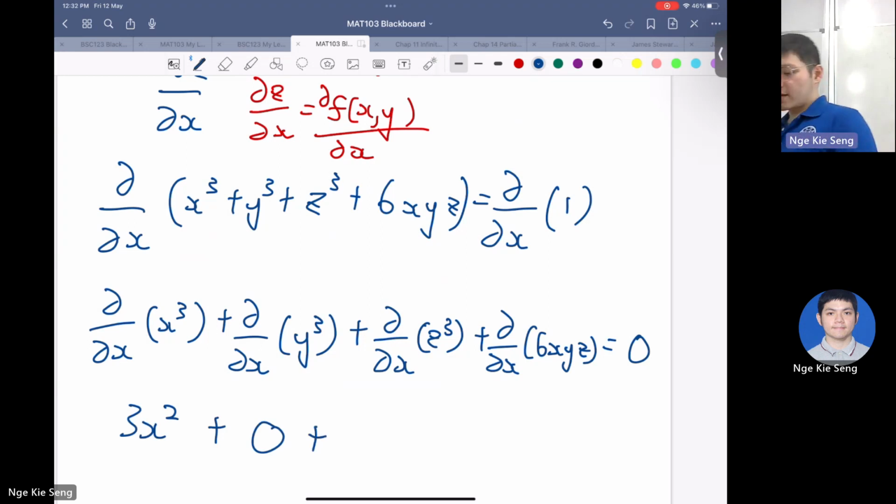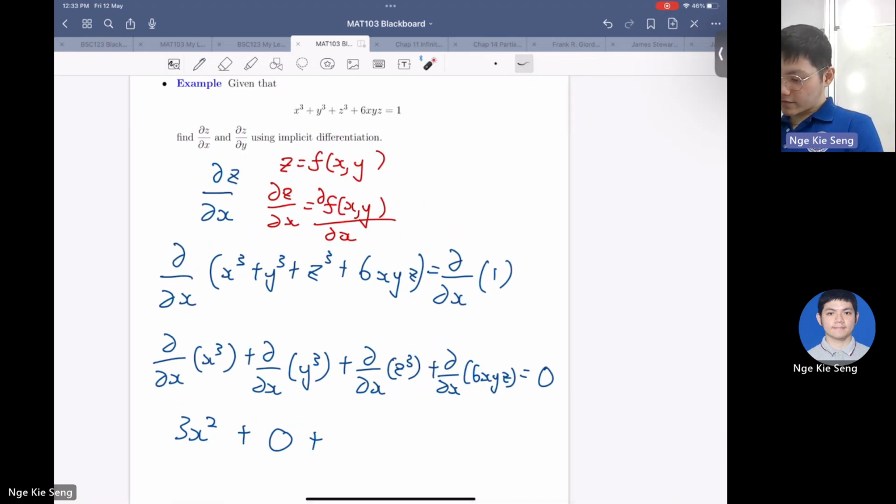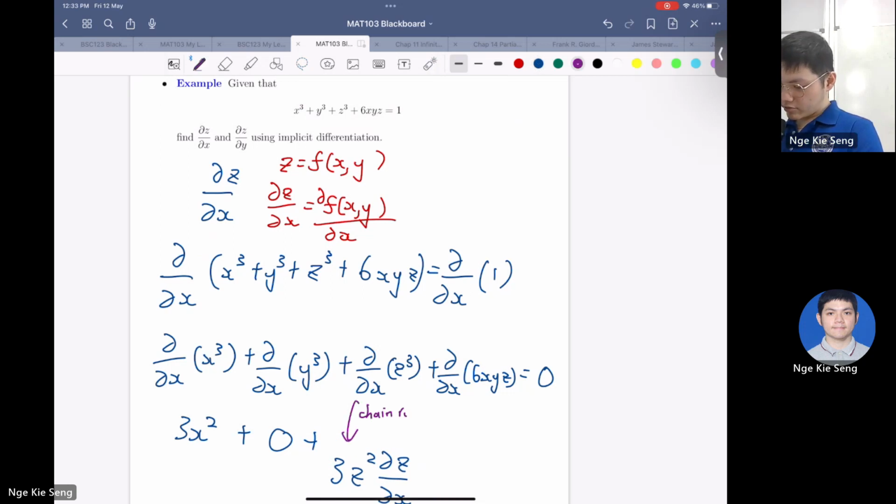How about z? This function of z is in terms of x and y, actually. Just that we cannot split it up. So we need to use the chain rule. We get 3z squared times del z over del x. Let me write out the real reason why. We use the chain rule because z is a function of x and y, just that we cannot factorize it.